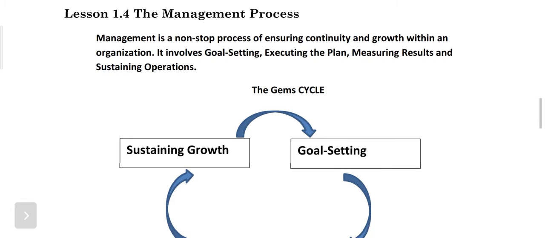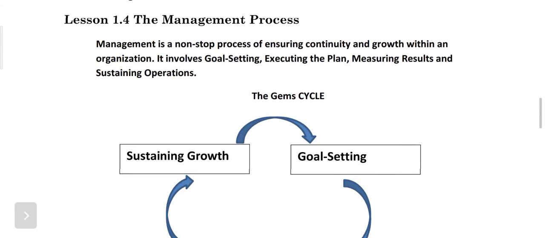The management is a non-stop process of ensuring continuity and growth within an organization. It involves goal setting, executing the plan, measuring results, and sustaining operations. Okay. Management is a non-stop process kasi nga po 'di ba, the world is constantly changing. Okay, so kaya the way or how you manage your business may be different from today or from yesterday to today.